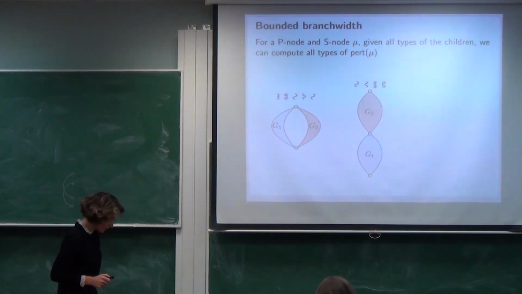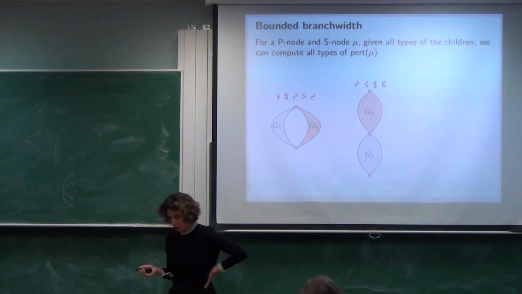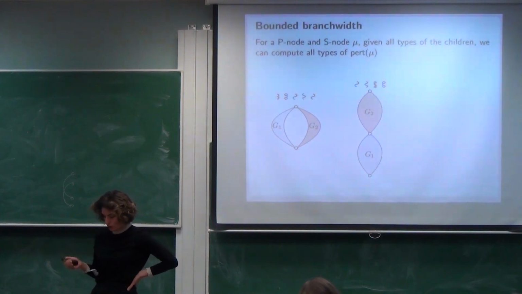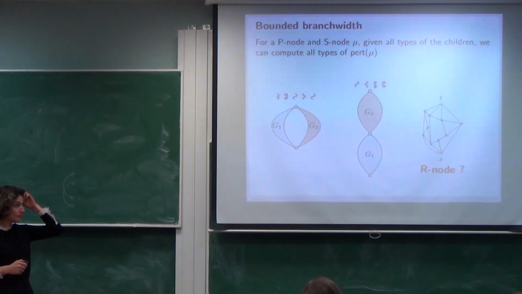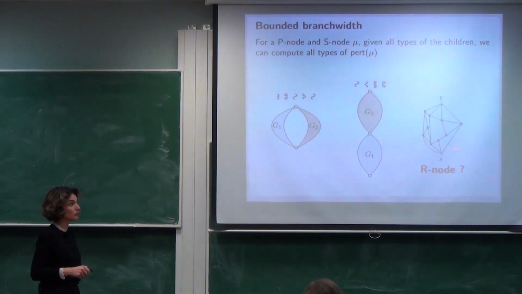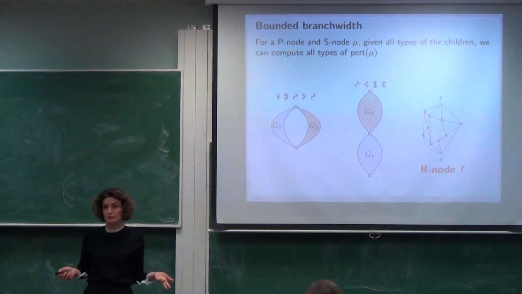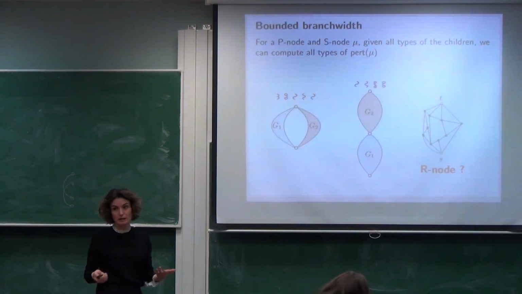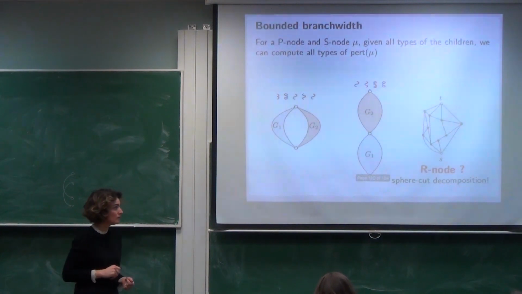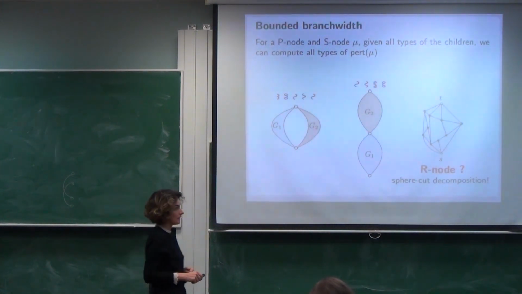So what we have just said is that for parallel and series composition, we know how to compute types of the pertinent graph. But the problem is that we also have the R nodes. So we have the tri-connected components. So what to do with those? The SPQR tree doesn't give us any chance for that. It just leaves them as they are. So we need a different kind of decomposition in order to decide for 3-connected graphs. And here we are. Here we have the tool which is called sphere cut decomposition.